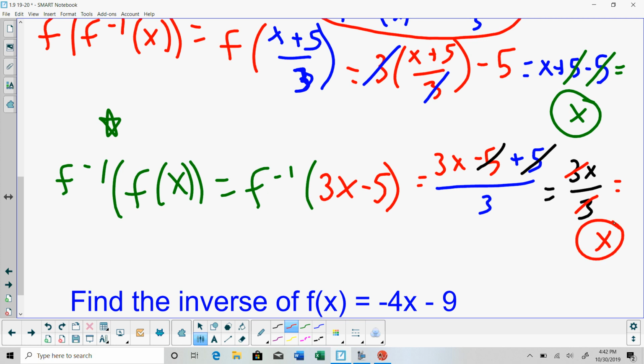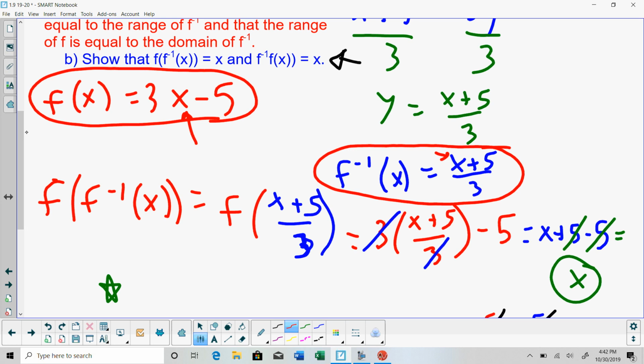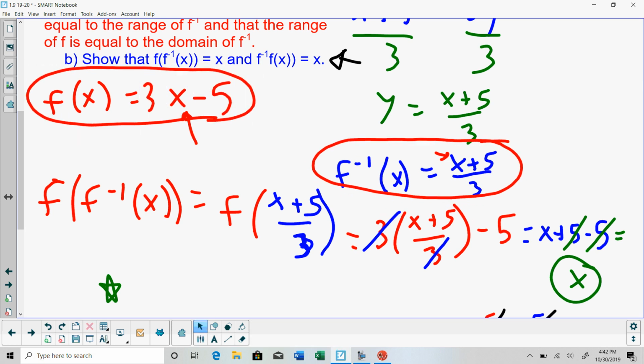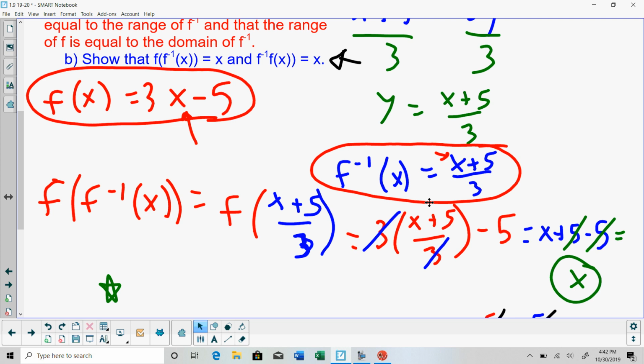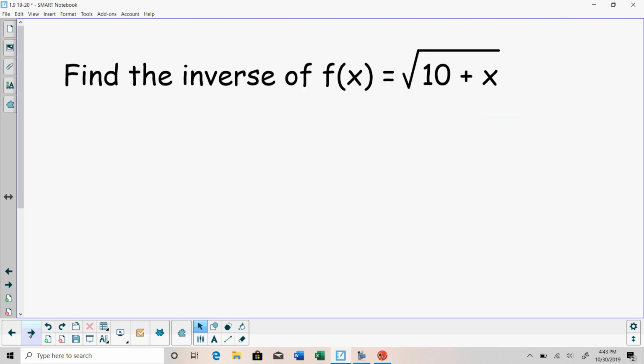So we showed that f of f inverse of x is equal to x and f inverse of f of x is equal to x. Now I feel good that these two functions that I circled here, f of x equaling 3x minus 5 and (x plus 5) over 3, are inverse functions. All right, so again, I'm having you try this one on your own.